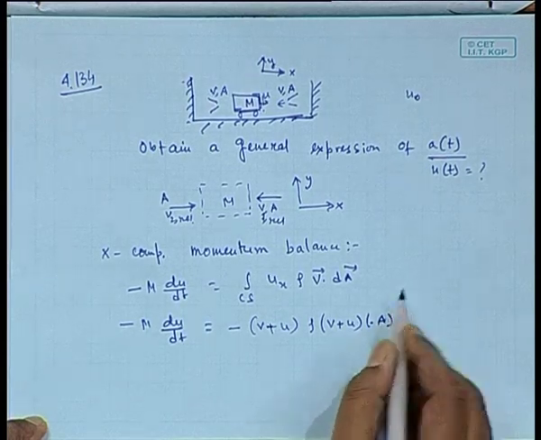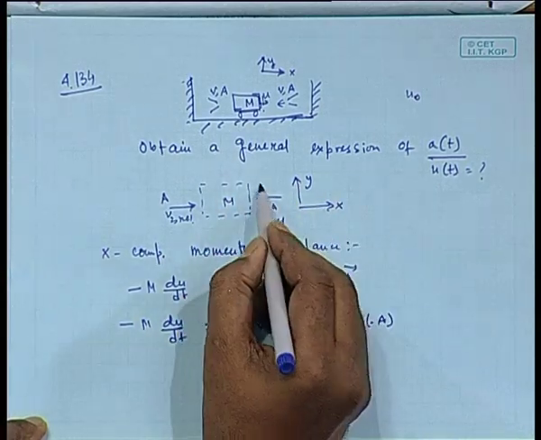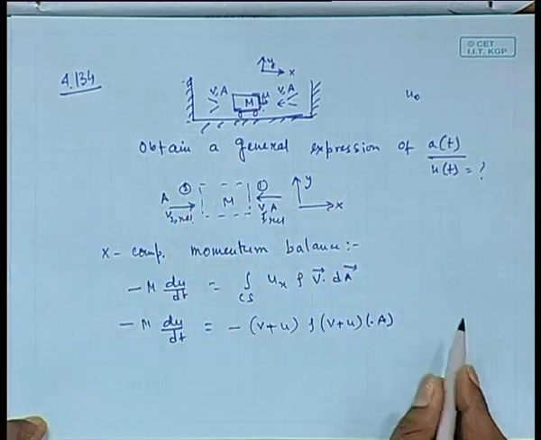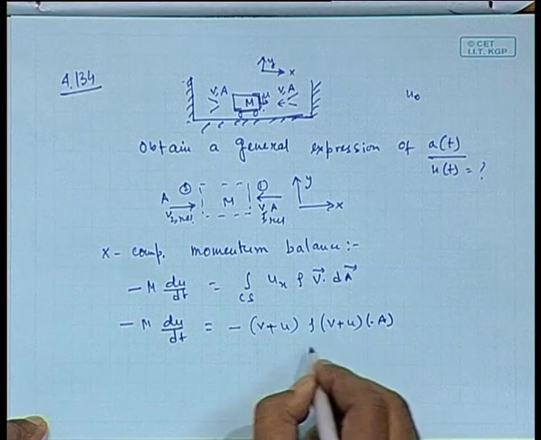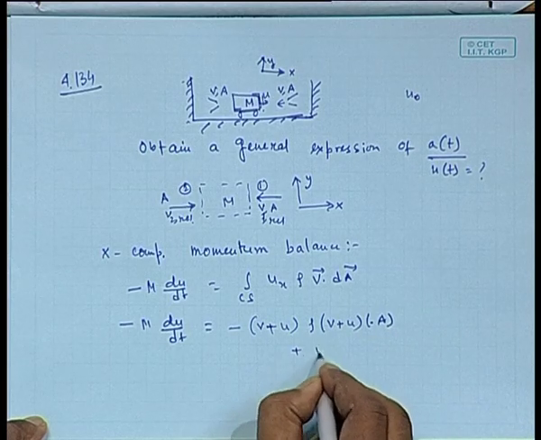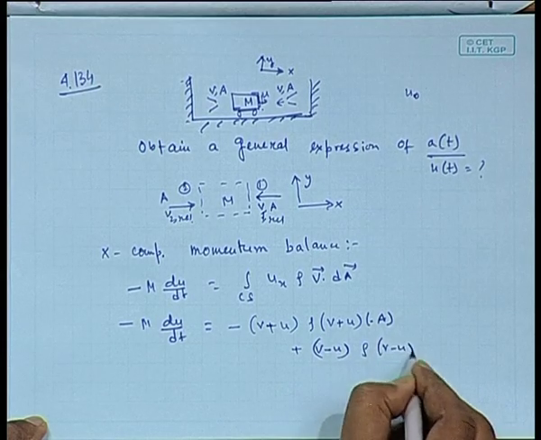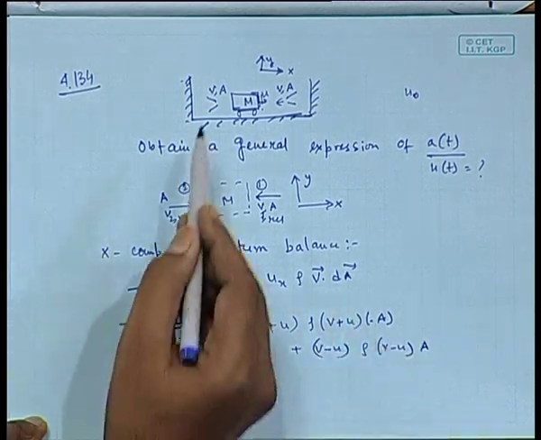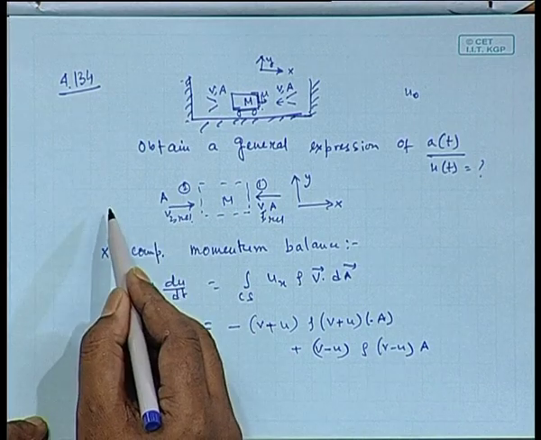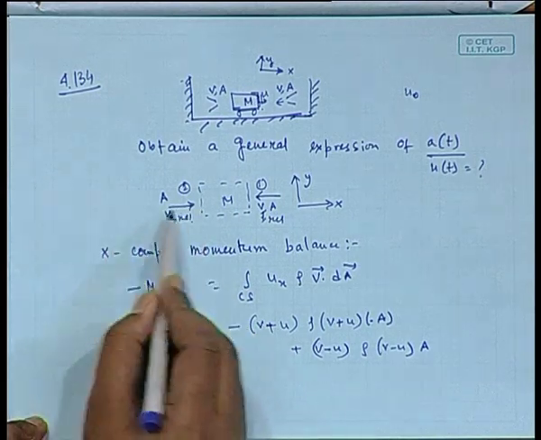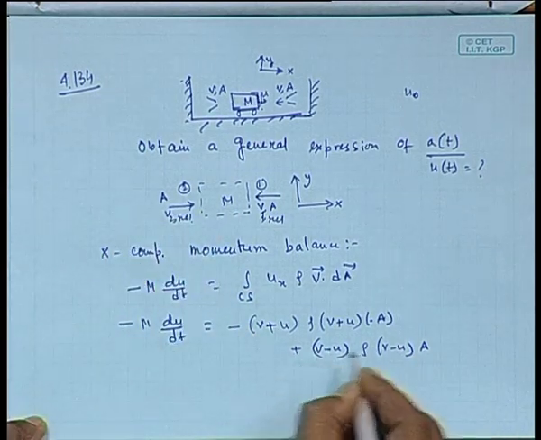and for phase number 2, this let us say phase number 1, this is phase number 2, that is v minus u in the positive x direction rho v minus u times area with a negative sign, because the area has a direction of outward normal and the velocity is in this direction. So, there will be again a minus sign here.